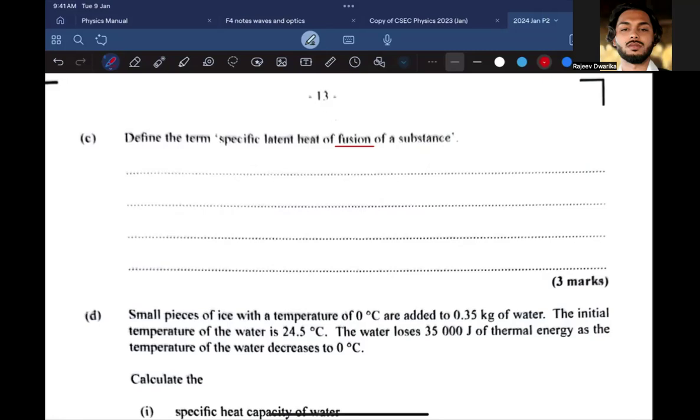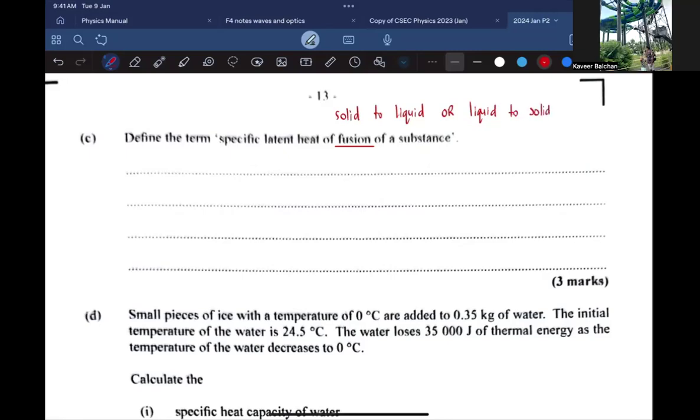So fusion means solid to liquid or liquid to solid. Yeah or no? Let me know if you understand that. Yes, sir. You can't mix up the two of them because I'm asking that question, right? What does vaporization sound like? Vapor, gas. A gas, right? Yeah, gas. Vapor sounds like steam.